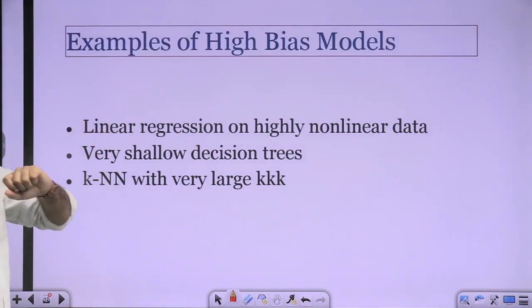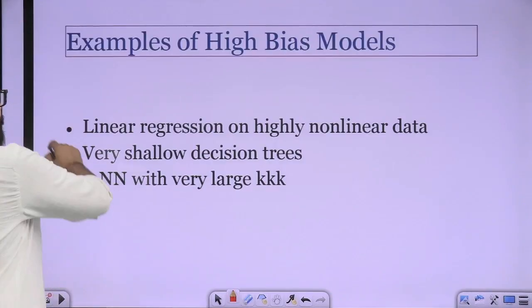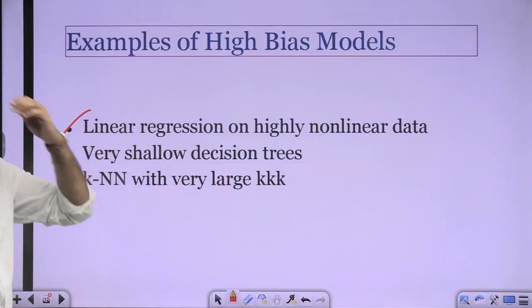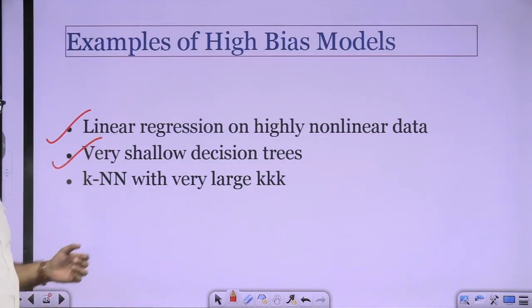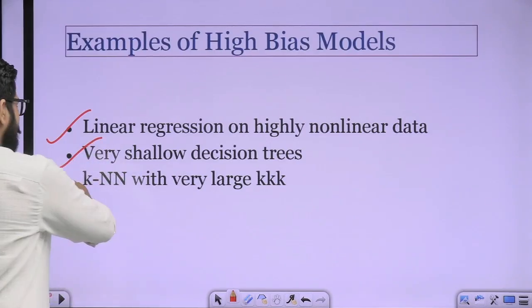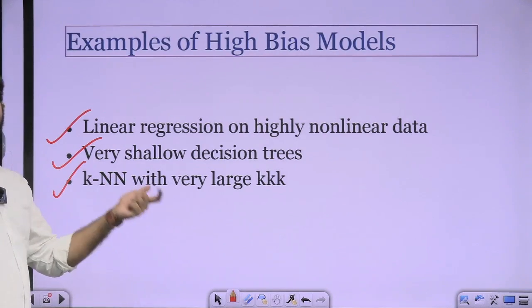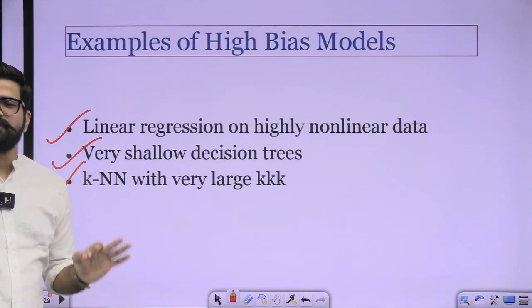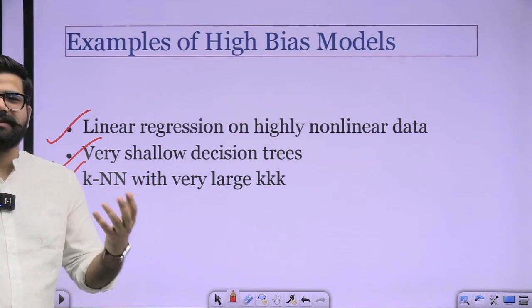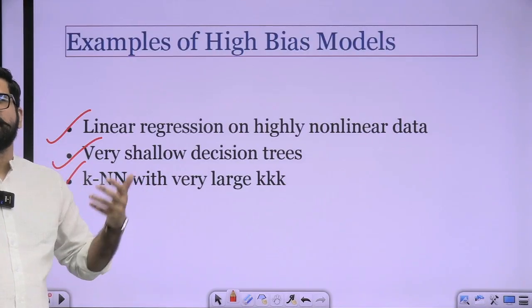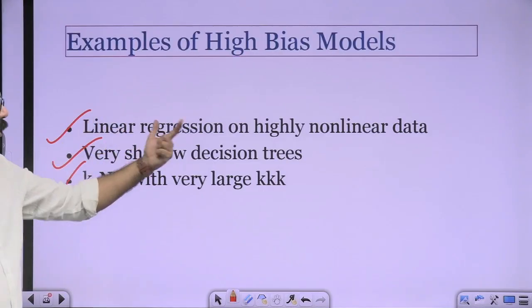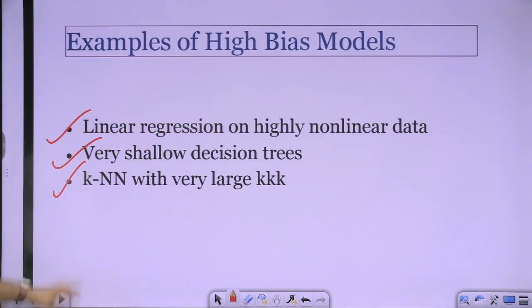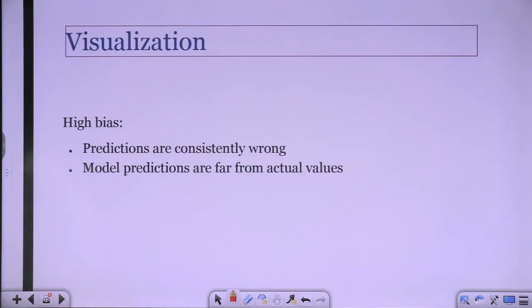Examples of high bias models. A simple linear regression on highly nonlinear data can always provide high biasing. A very shallow decision tree will again give high biasing. KNN with a large K will also provide high biasing. So if someone asks you for examples of high biasing, we can say: simple linear regression on highly non-linear data, a very shallow decision tree, and KNN with very large K values.